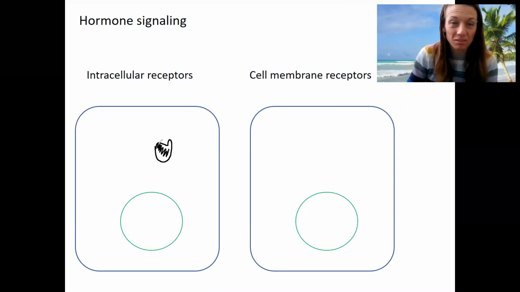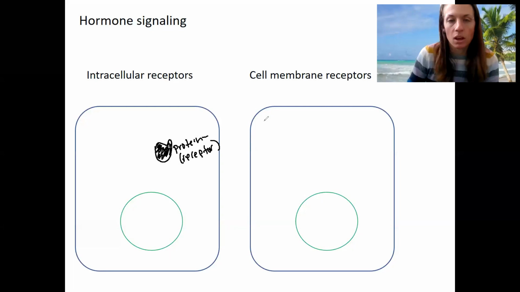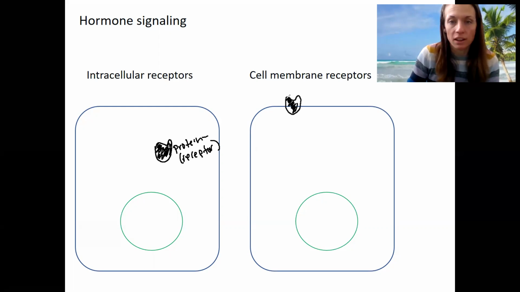What is this thing here? Is this a hormone? No, this is a protein that's a receptor, right? Receptors are proteins. It's inside the cell. There's also receptors that can be outside of the cell. And this we saw more often in the fall. I'm going to point to that.